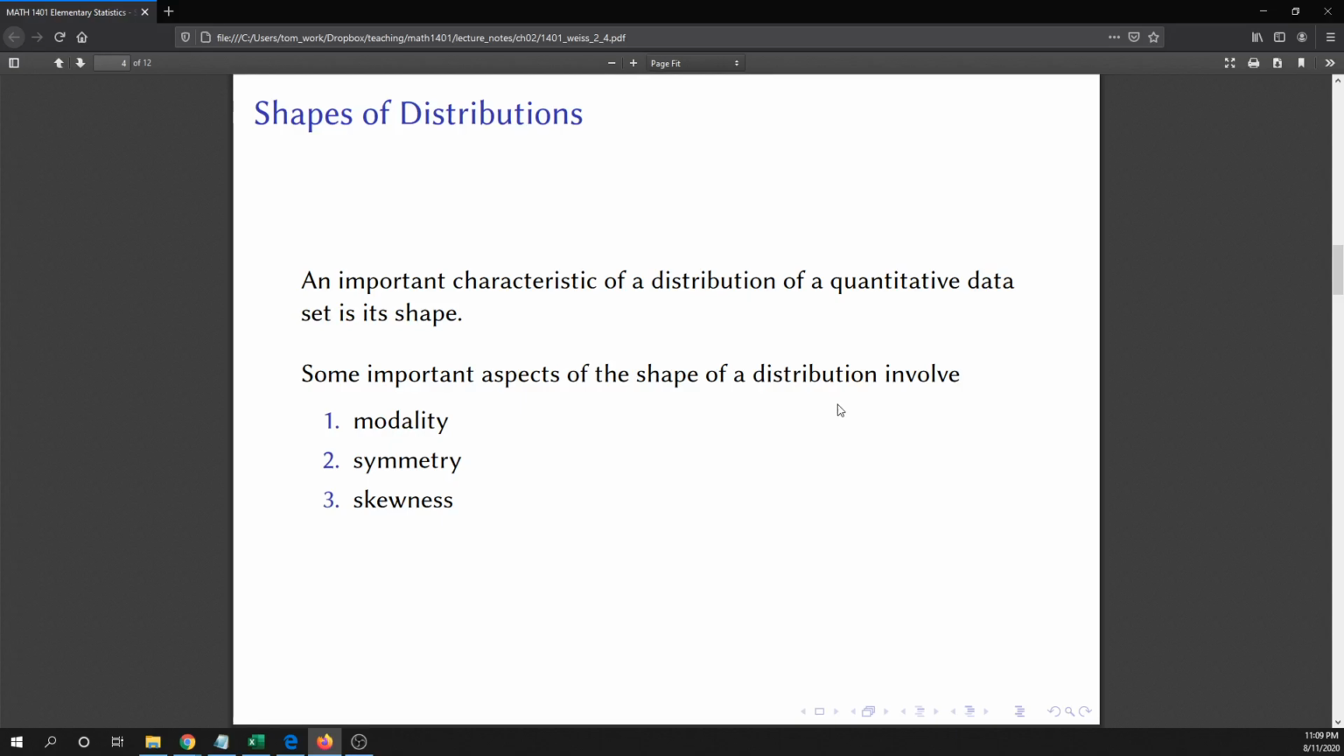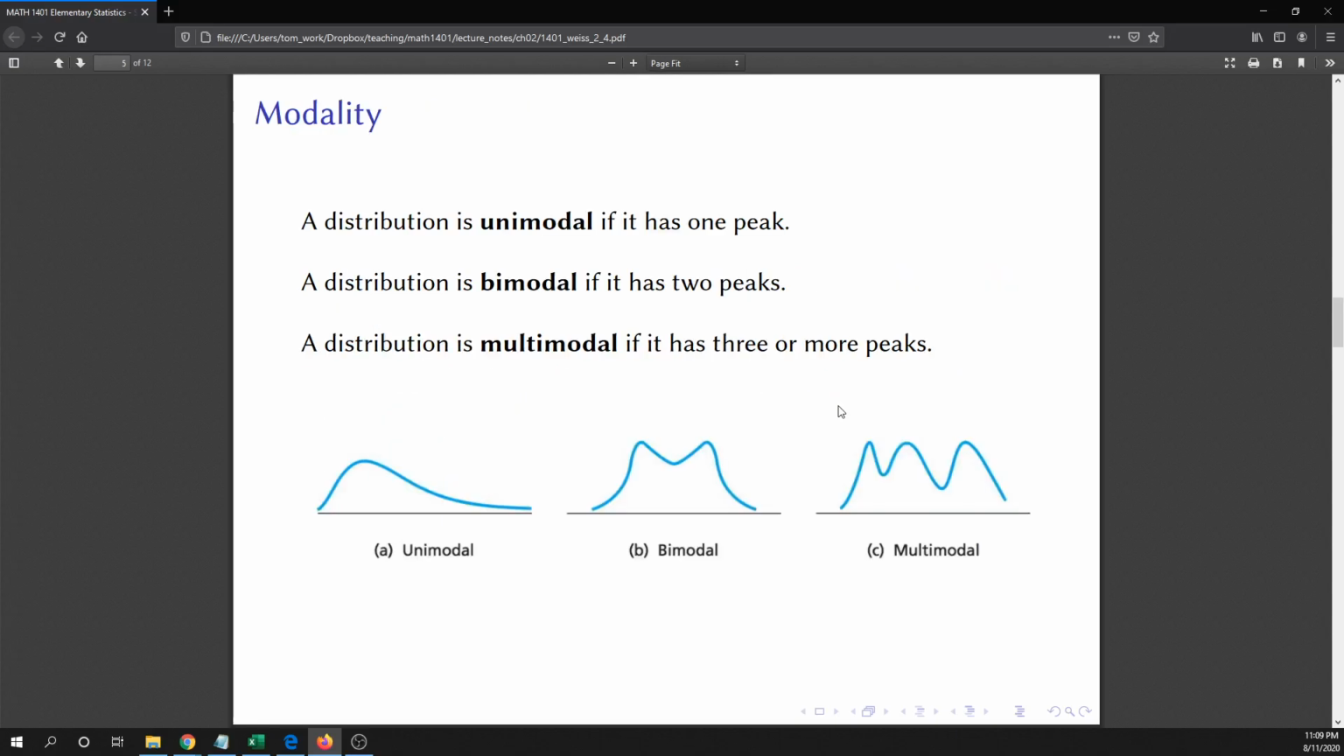The first one, modality, is basically just about the peaks of the distribution. So here we're looking at these density curves. We can see it basically has one peak, right here. So this one is called unimodal. This one has two peaks, so it's called bimodal. And this one is multimodal. It has three or more peaks.